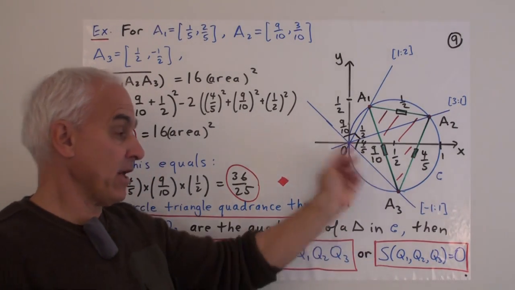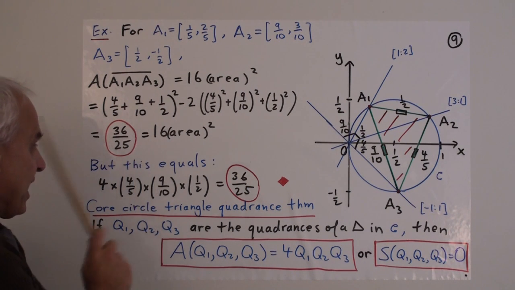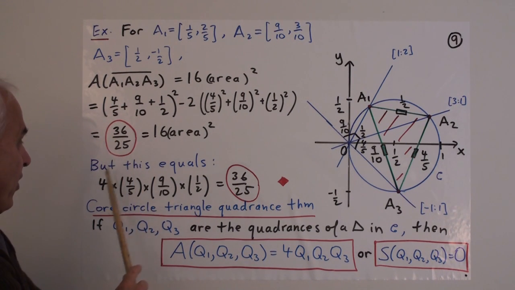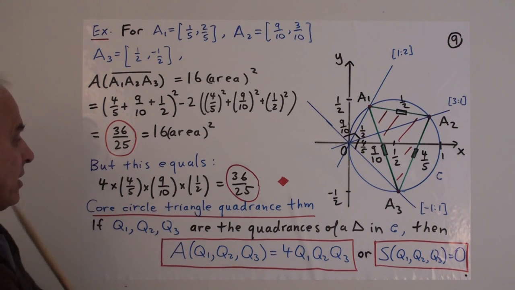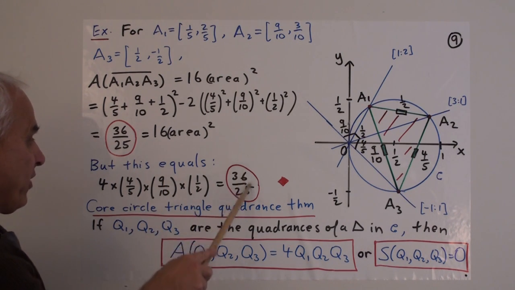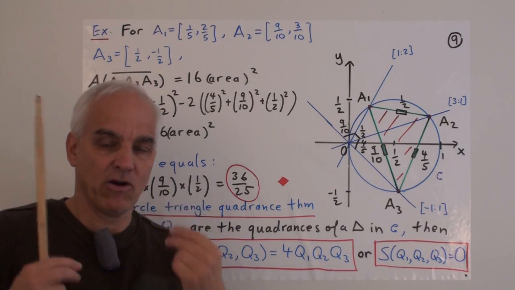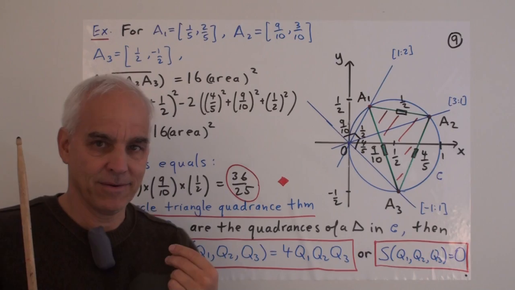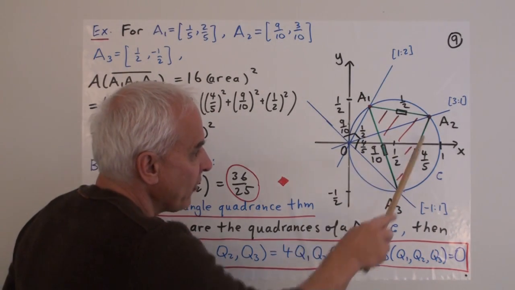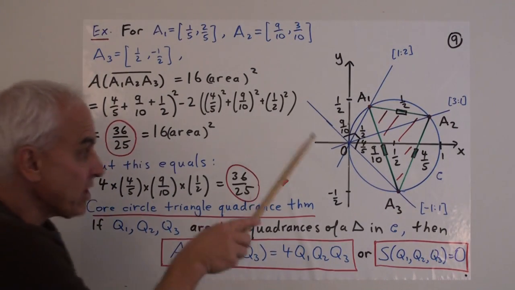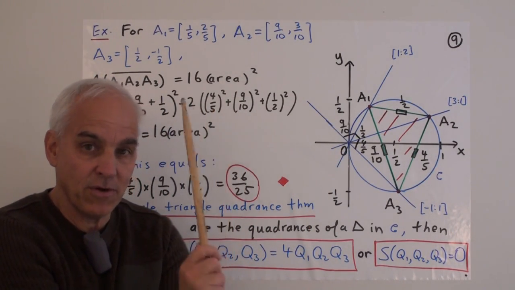Of course, you can use that to calculate the area very quickly if you want to. But this same number also equals 4 times the product, 4/5 times 9/10 times 1/2. That product also evaluates to 36 over 25. And that's what the theorem asserted: that the quadrea of this triangle was 4 times the product of these three projective quadrances.